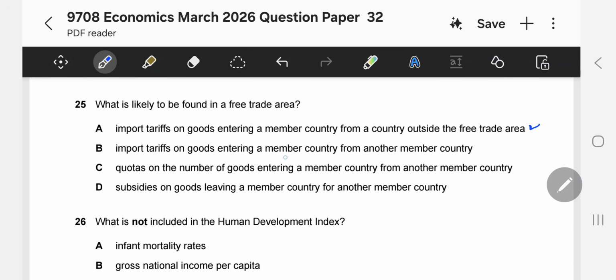Import tariffs on goods entering a member country from another member country. No. Quotas on goods entering a member country from another member country. No, we cannot find quotas because they remove this so that they have free trade. Subsidies on goods leaving a member country for another member country. This one probably not. So for question 25, I'm going to select A.